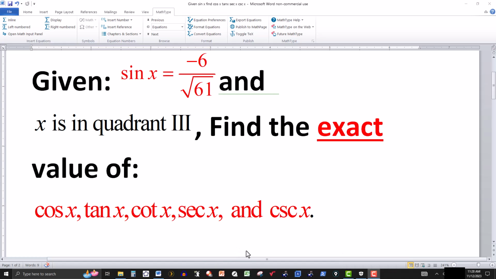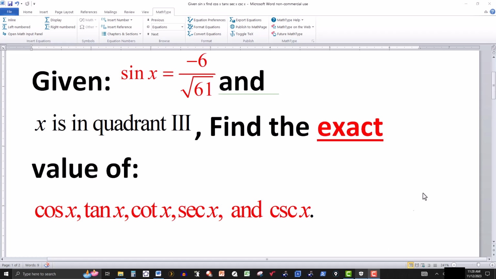Now, the fact that the sine of the angle x is negative tells us that the angle terminates in either quadrant 3 or 4. If it's positive, it'd have to be quadrants 1 and 2. So we're told it's in quadrant 3.